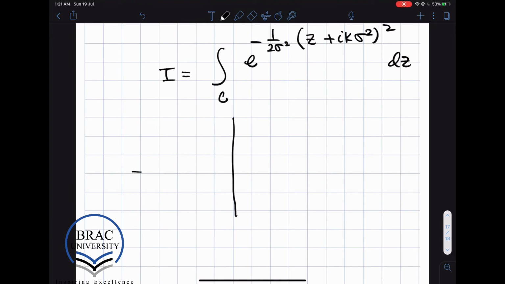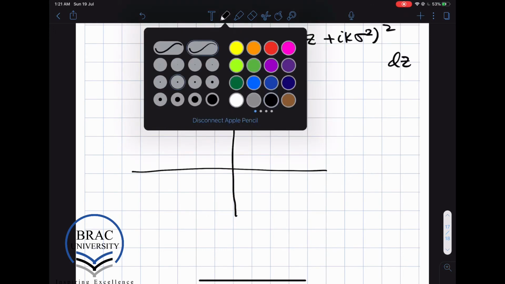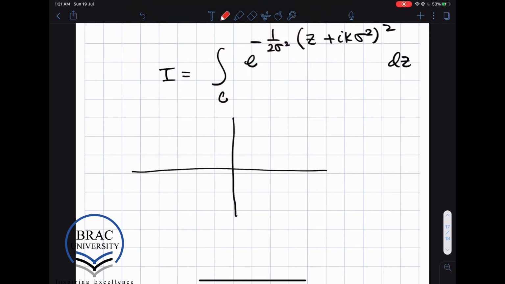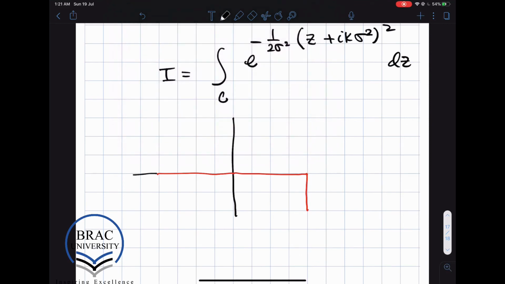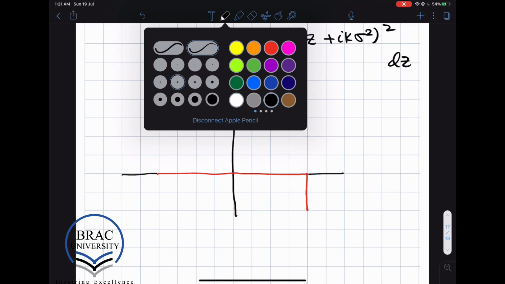So let's specify this contour. This is going to be a contour which will be like a rectangle. It goes from minus R to plus R, and then, sorry, I should make sure that the x-axis is coincident. So this is the x-axis, and the red is the contour.